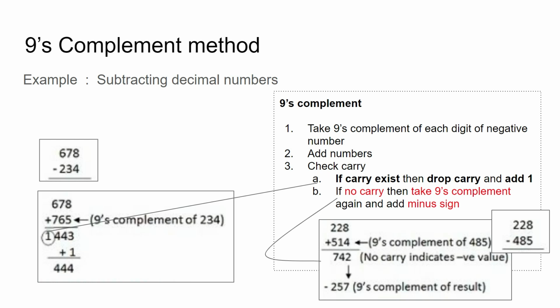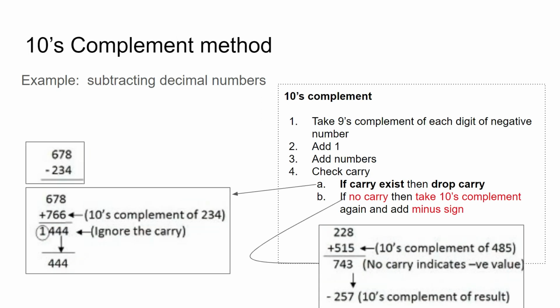There may be a situation when we don't get a carry. For example, in the next example, we don't have any carry. If we do not get a carry, then it means that we got a negative number. And so now, because we don't have a carry and we have a negative number over here, we have to find again the 9's complement, and we have to put the minus sign over there.